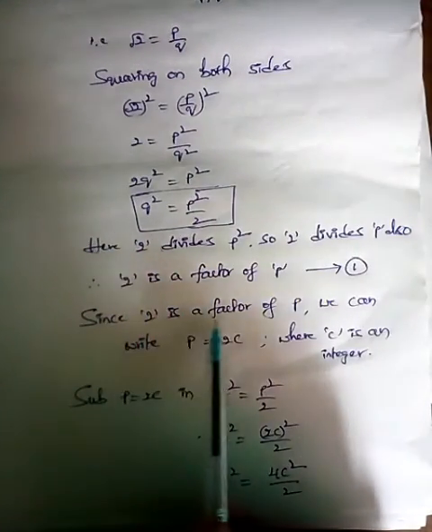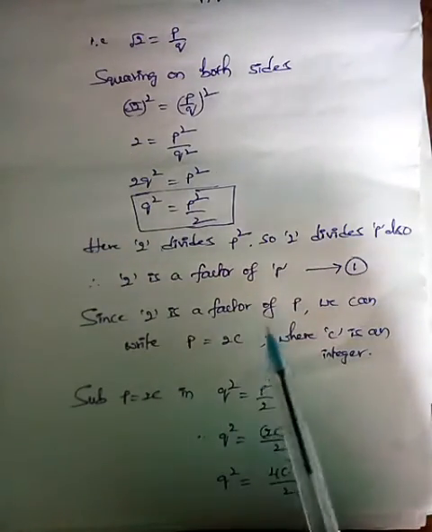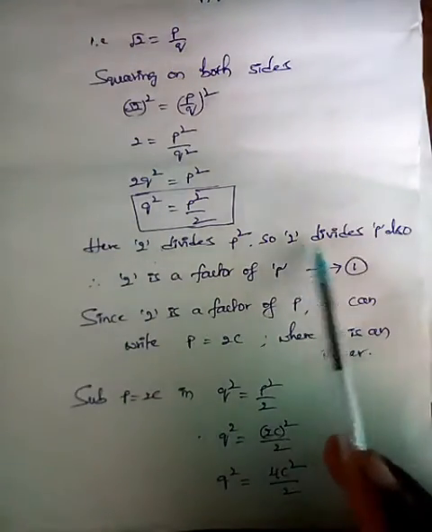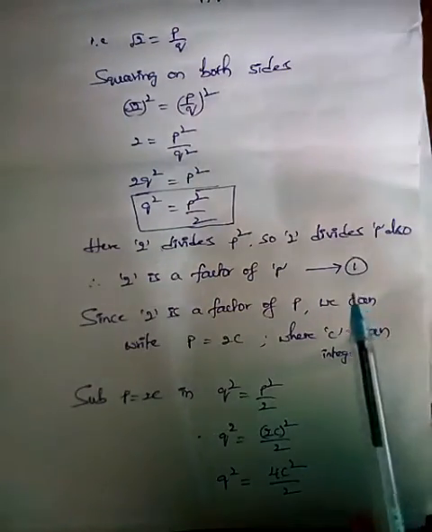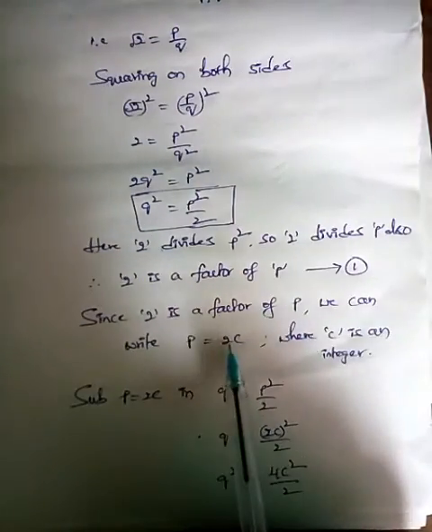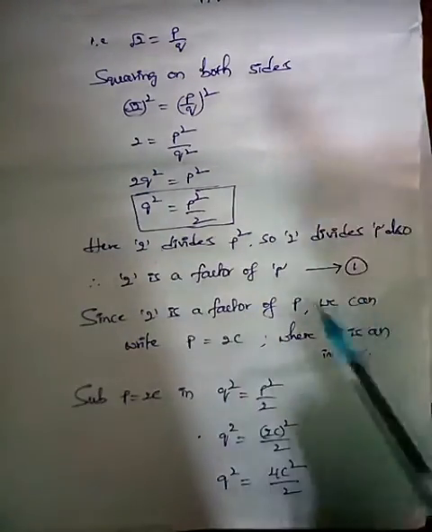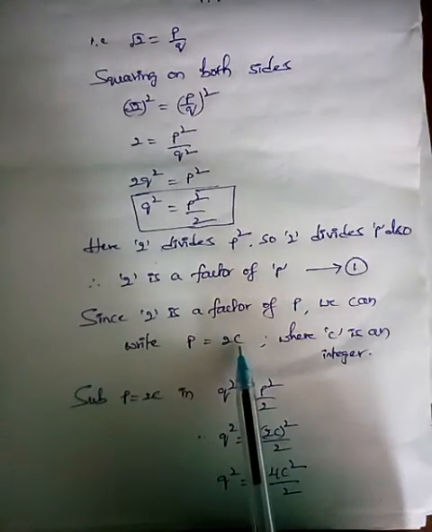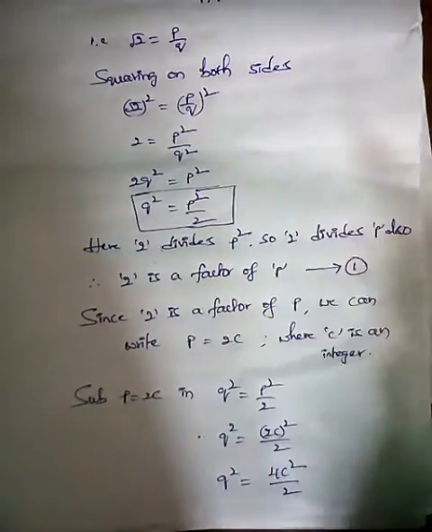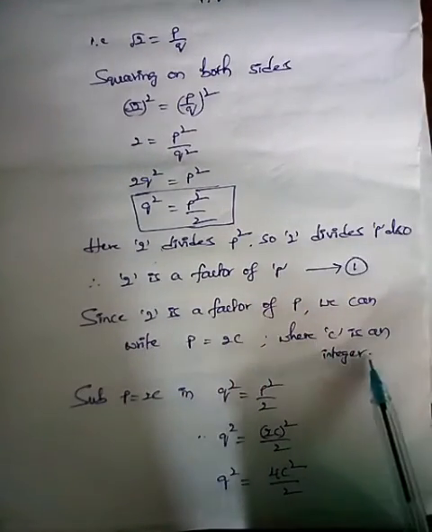So since 2 is a factor of p, we can write p equal to 2c. Don't get confused: here 2 divides p, that means p is a multiple of 2. So that's why we can write p equal to 2 into something. 2 twos are, 2 fours are, 2 fives are, 2 sixes are, etc. So that is p equal to 2 into c, where c is an integer.